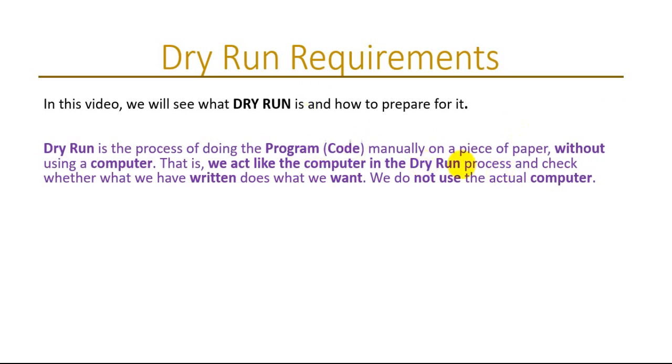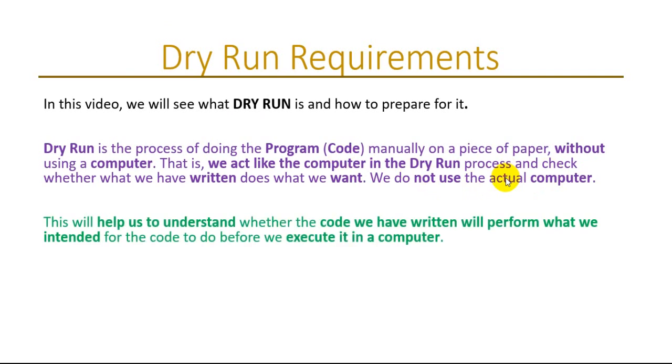Again, we act like the computer in the dry run process and check whether what we have written gives what we want as the output, or the end result that we are expecting. And remember, we do not use the actual computer for this dry run process. As I told you earlier, this will help us understand whether the code we have written will perform what we intended. For example, I'll give you a dumb example.